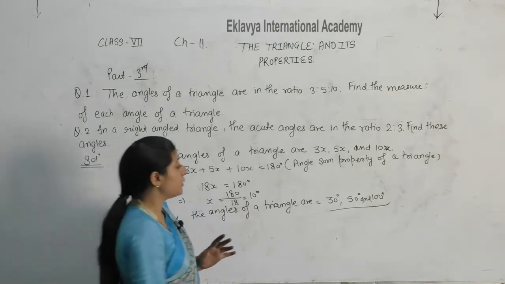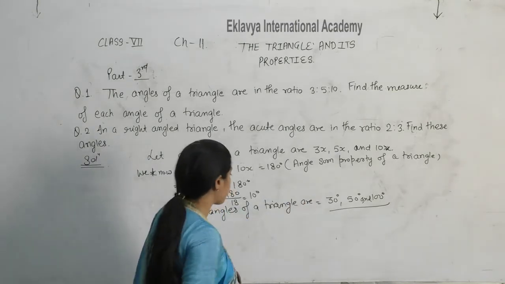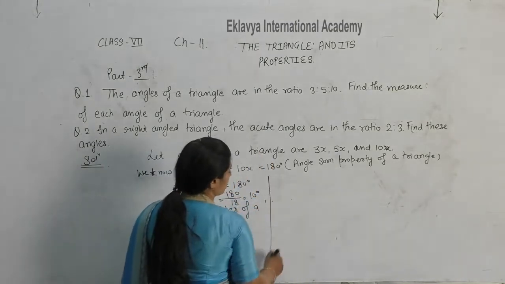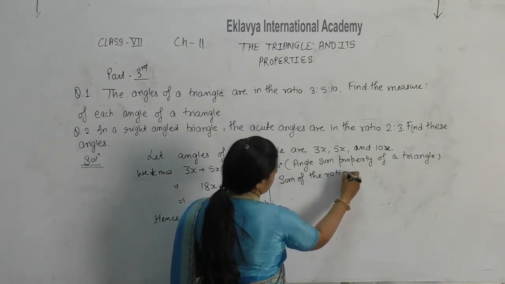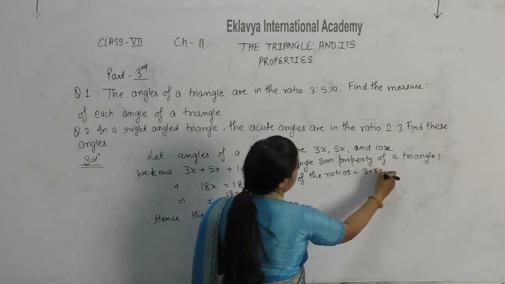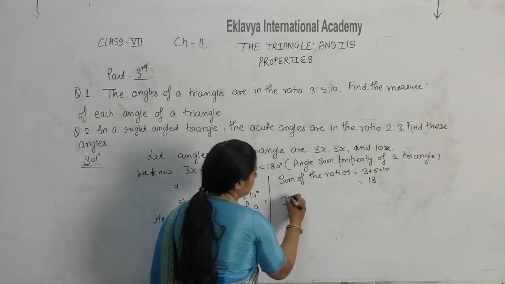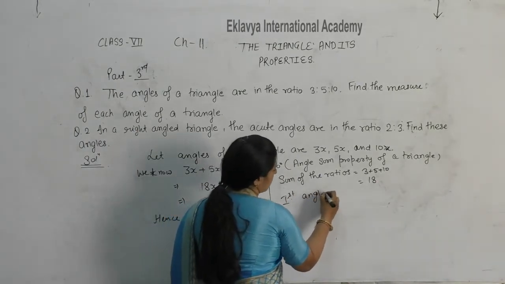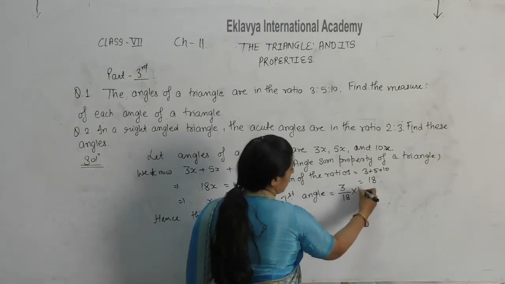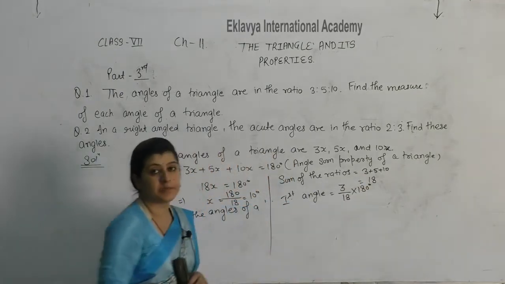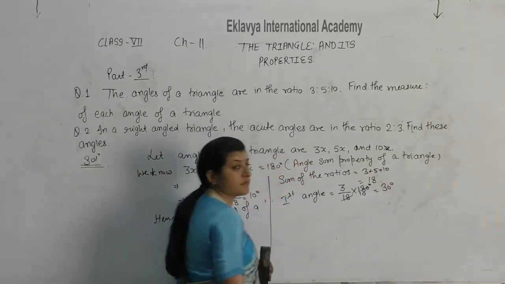Second method: what we can do is find out the sum of the ratios, which is equal to 3 plus 5 plus 10, that is equal to 18. Now first angle: the ratio for the first angle is 3, sum of the ratio is 18, multiply by total sum 180 degree, then 10, and directly you can find out 30 degree.